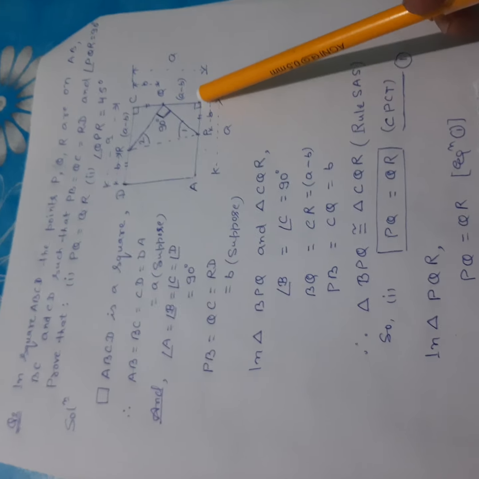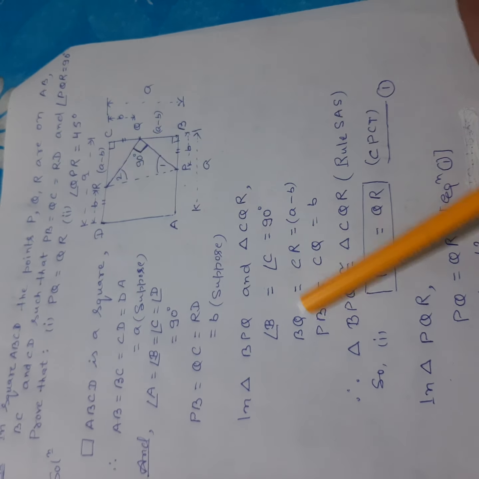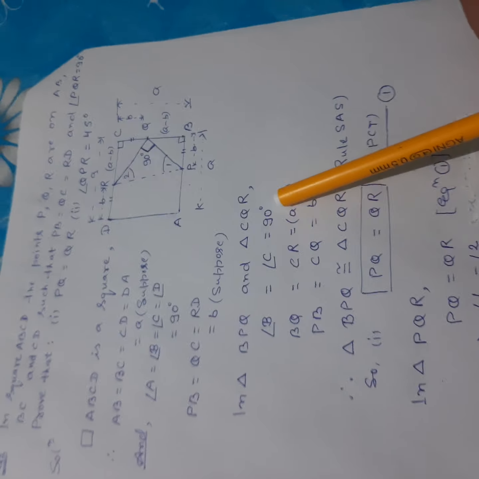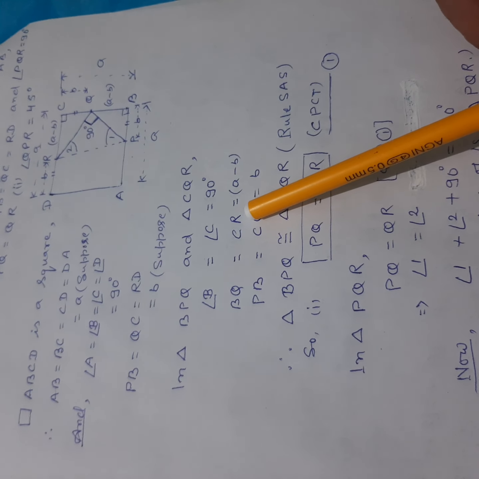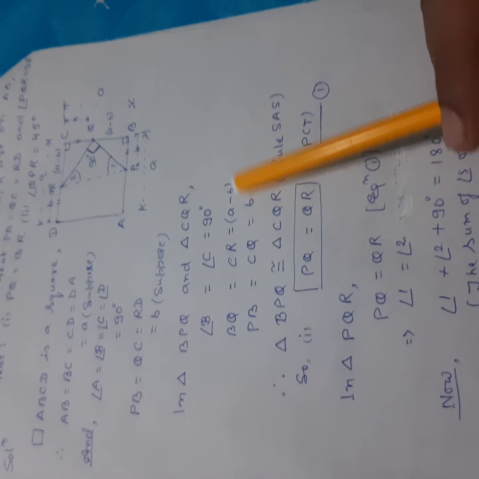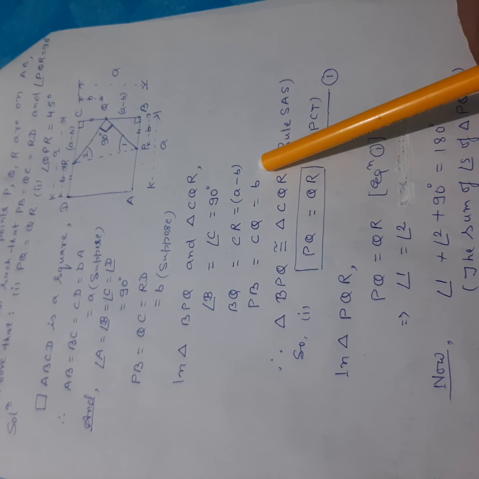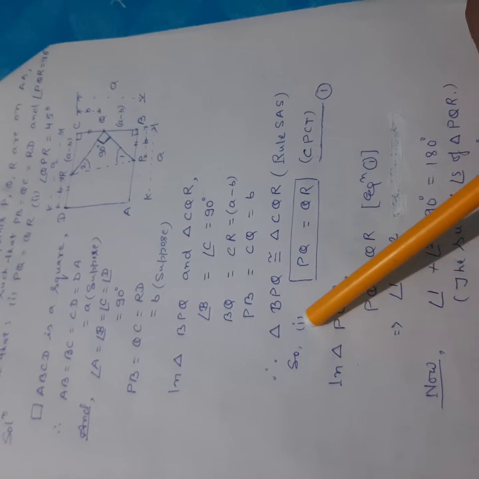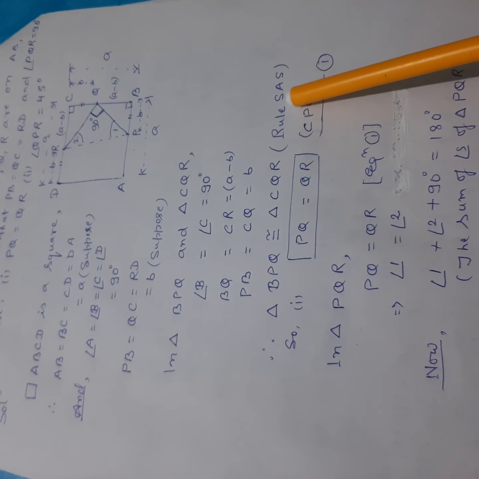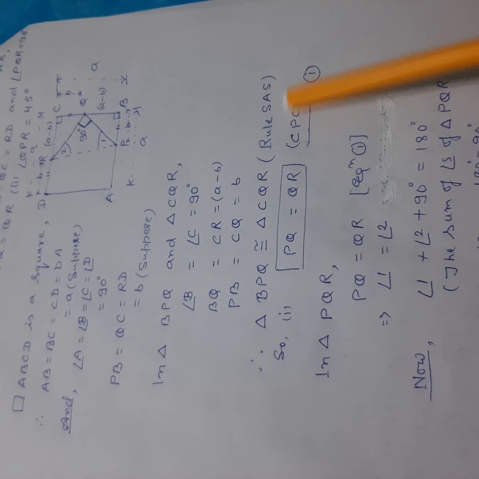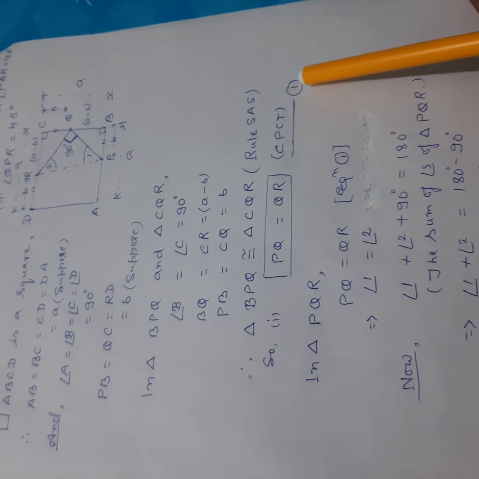Now we discuss triangles BPQ and QCR. Angle B equals angle C equals 90 degrees. BQ equals RC equals a minus b. BP equals QC equals b. So both the triangles, triangle BPQ and triangle CQR, are congruent by the congruence rule SAS. Therefore, very first we get PQ equals QR from CPCT. Proved.